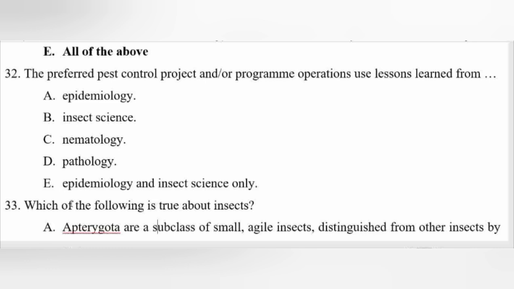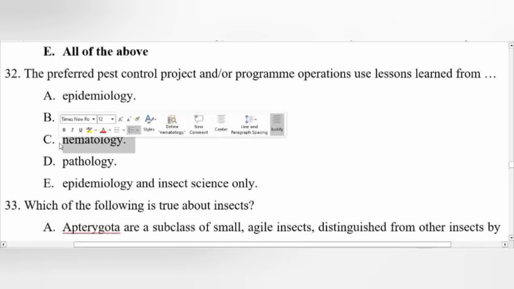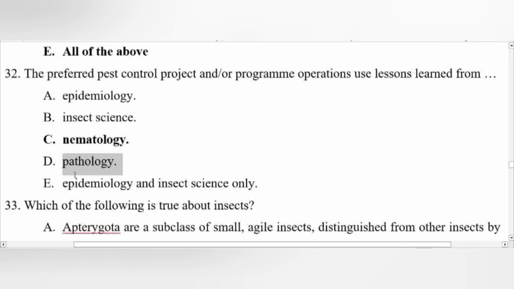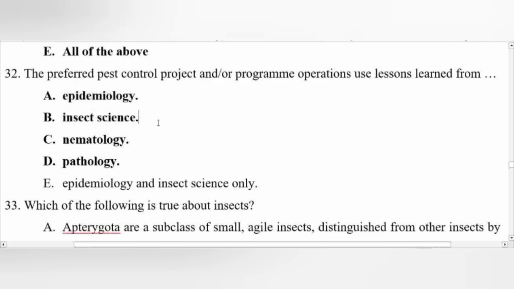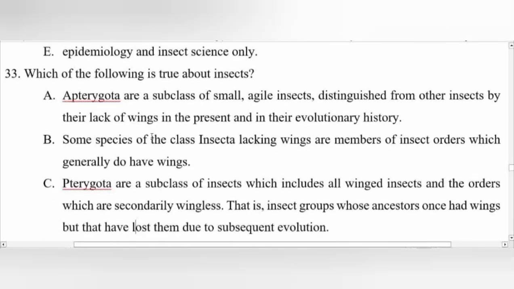Okay, so option E can't be our answer because the lessons are not learned from epidemiology and insect science only. We can actually learn some lessons from nematology. We can learn lessons from pathology. We can learn lessons from insect science. And then we can learn lessons from epidemiology. So it means that in line with our instruction, it is good that we choose the options A to D.